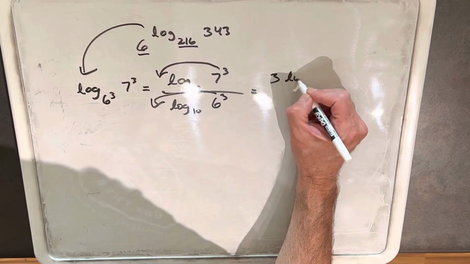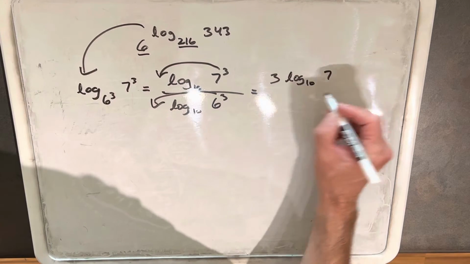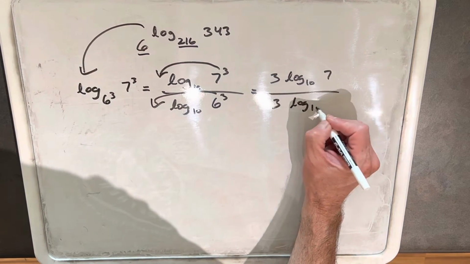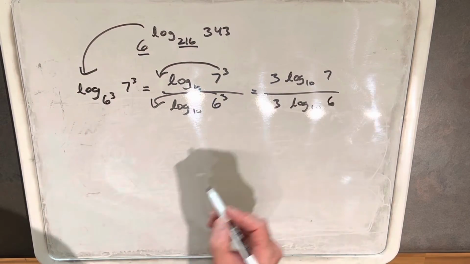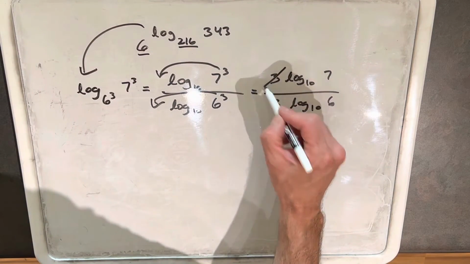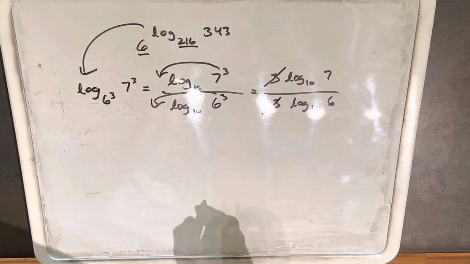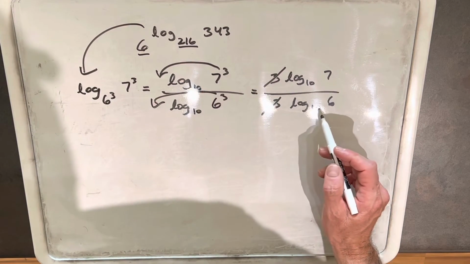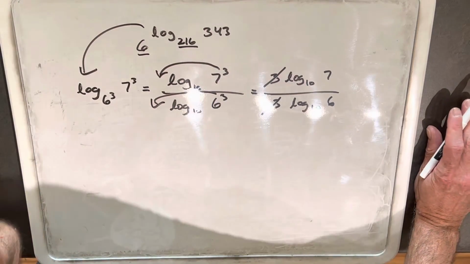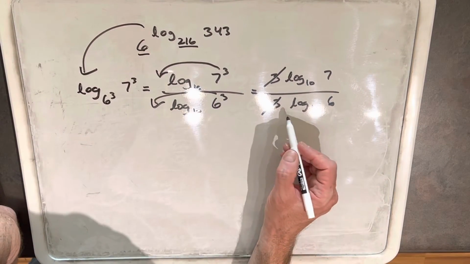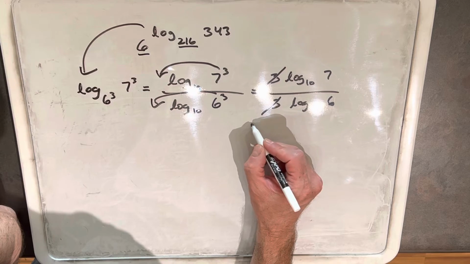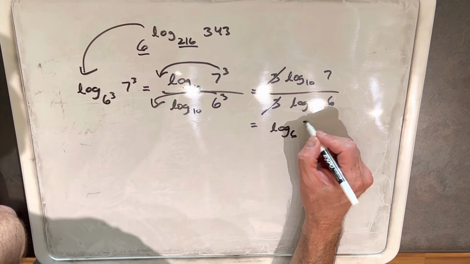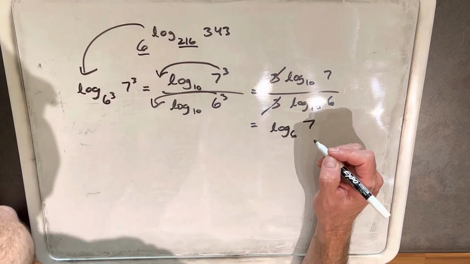And we can write this as 3 log base 10 of 7 over 3 log base 10 of 6. But then our 3's will cancel. And so we have log base 10 of 7 over log base 10 of 6. But then we can use the change of base formula in reverse and rewrite this as log base 6 with input 7.